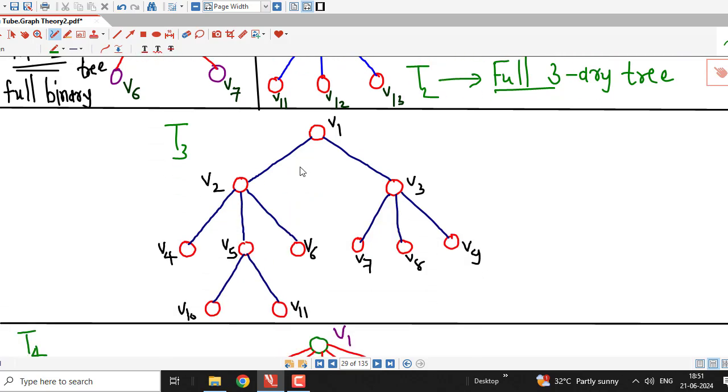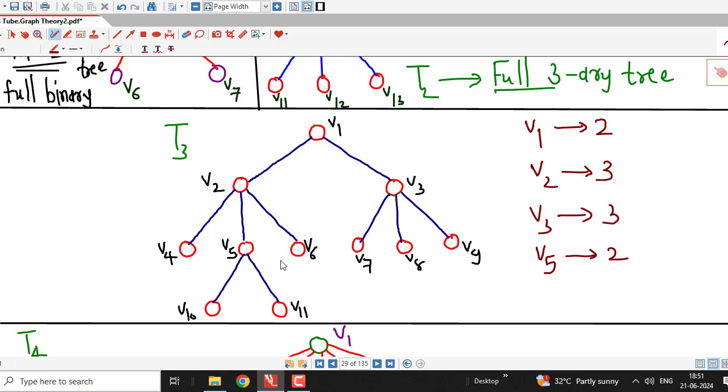Similarly, we can check for T3. For T3, if we observe, V1 is an internal vertex. It has 2 children, V2 and V3. What about V2? V2 has 3 children, V4, V5, V6. V3 also has 3 children, V7, V8 and V9. V4 has no children, therefore V4 is not an internal vertex.